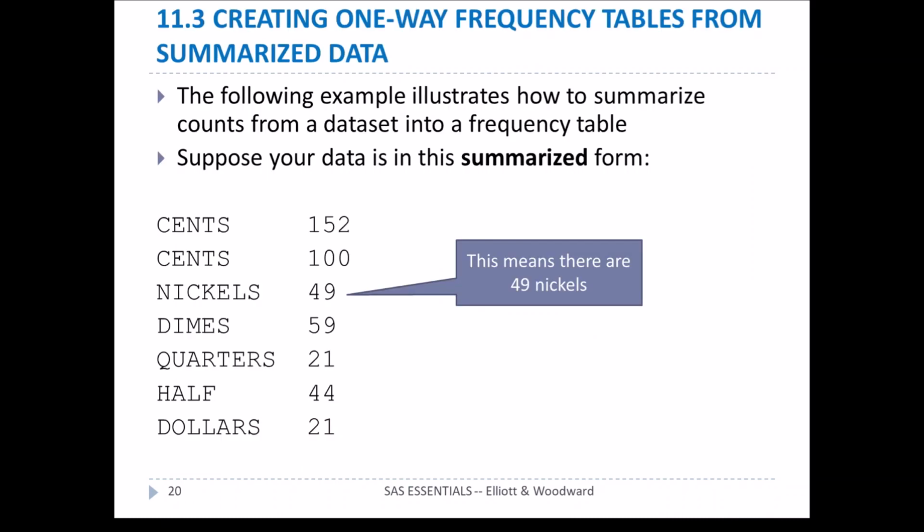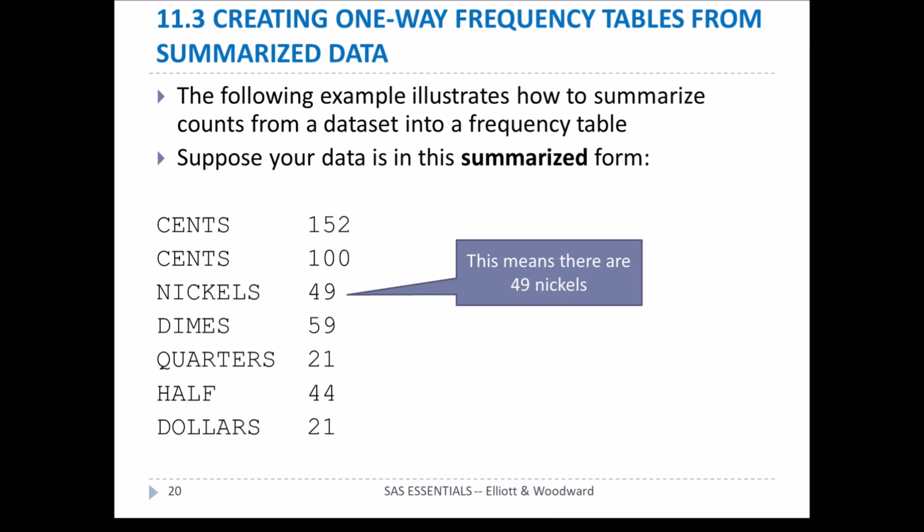All right, now let's take a look at creating a one-way frequency table from summarized data. Oftentimes, instead of just having a list where you have a lot of data that represents one person per line, maybe you already have counted some values, and so you know how many of certain things you have. So for instance, here I have some values for coins.